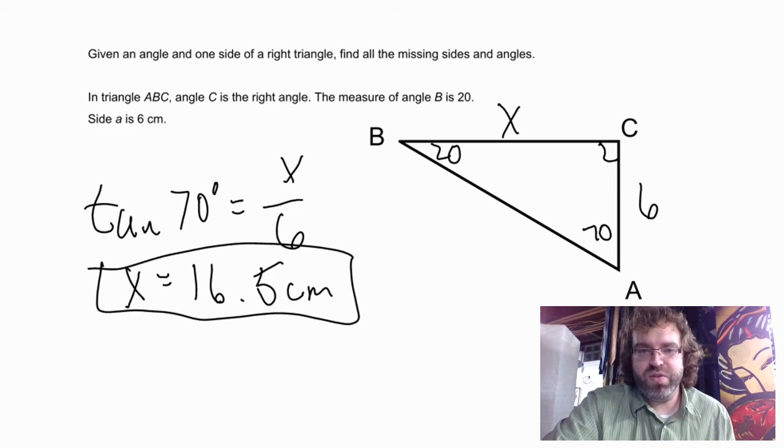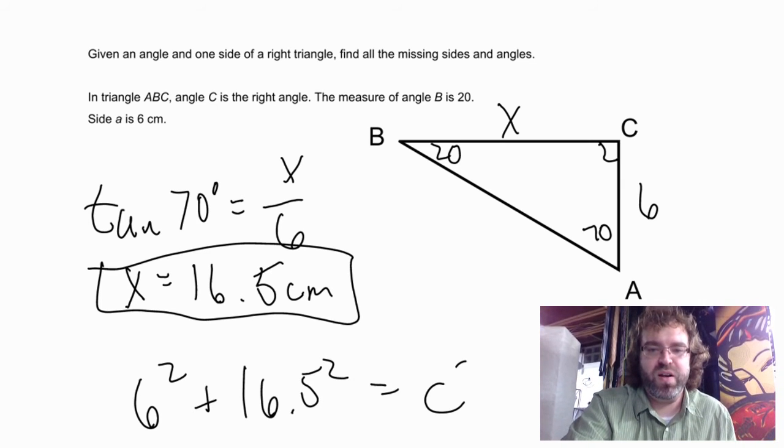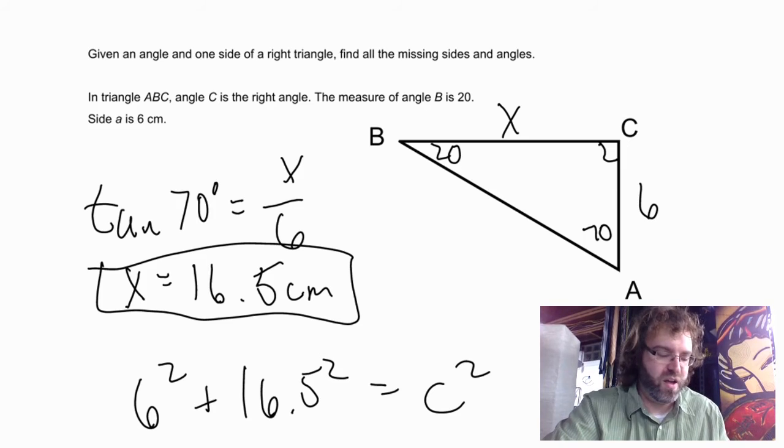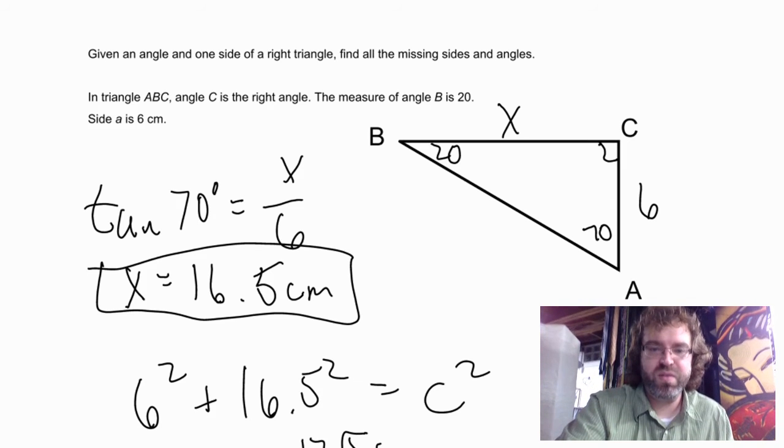Now, from here, again, I could choose to use maybe sine or cosine, but I'm going to use the Pythagorean theorem just, again, for practice of that. I have my A side and my B side, so 6 squared plus 16.5 squared equals my hypotenuse squared, which, again, that would be C, my hypotenuse. So go ahead and type that in my calculator, plus 36. Don't forget to take the square root of it. And we get side C as equaling 17.5 centimeters.